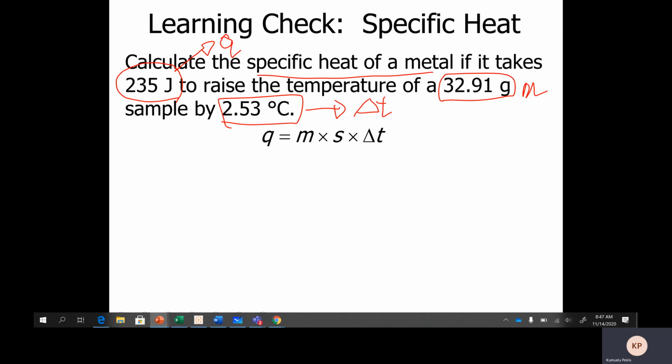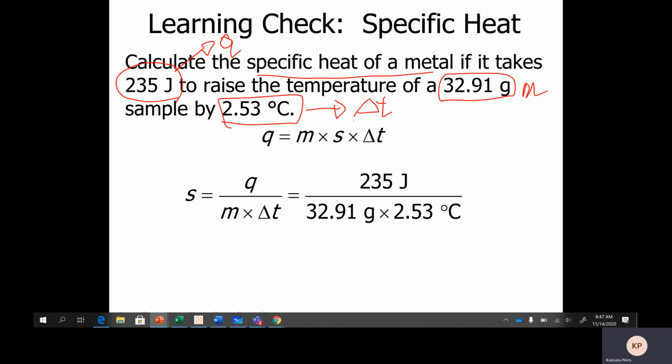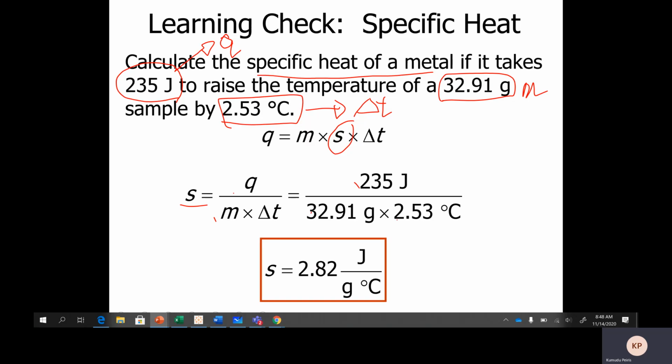So we use the equation Q equals M multiplied by S multiplied by delta T. Now we are looking for S. So we rearrange this equation to solve for S. So S equals Q divided by M multiplied by delta T. Now you plug in the values and you get the answer as 2.82 joules per gram per degree Celsius.